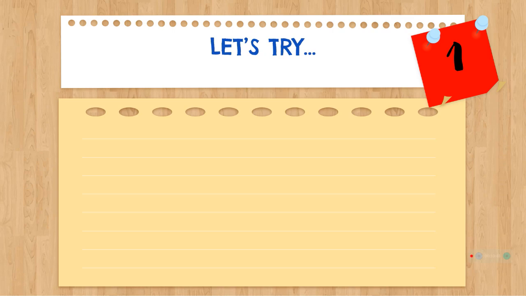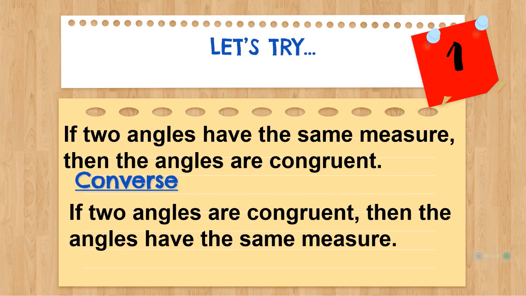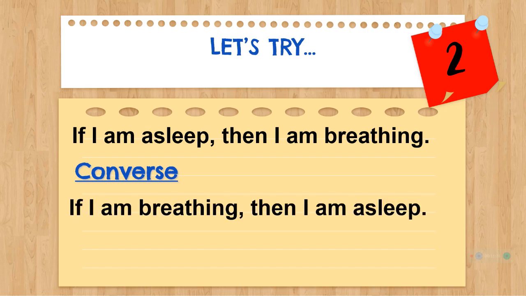For number 1, I have here, if two angles have the same measure, then the angles are congruent. So what is its converse? Okay, correct. If two angles are congruent, then the angles have the same measure. So that's correct. How about number 2? If I am asleep, then I am breathing. What is its converse? Correct. We have, if I am breathing, then I am asleep.